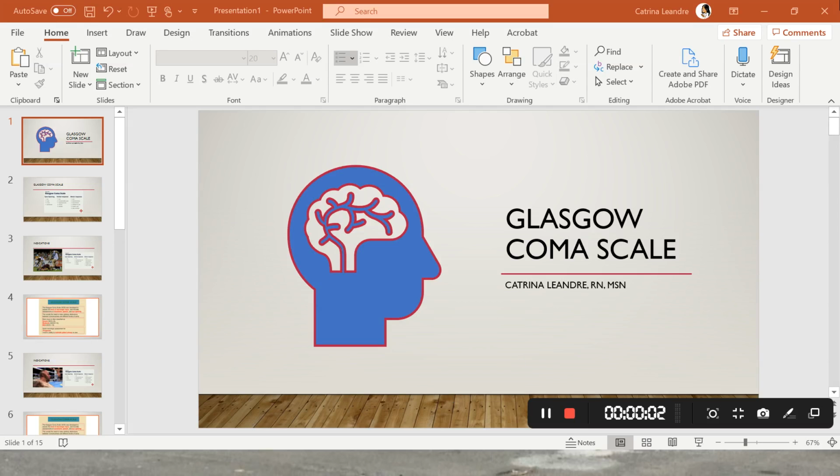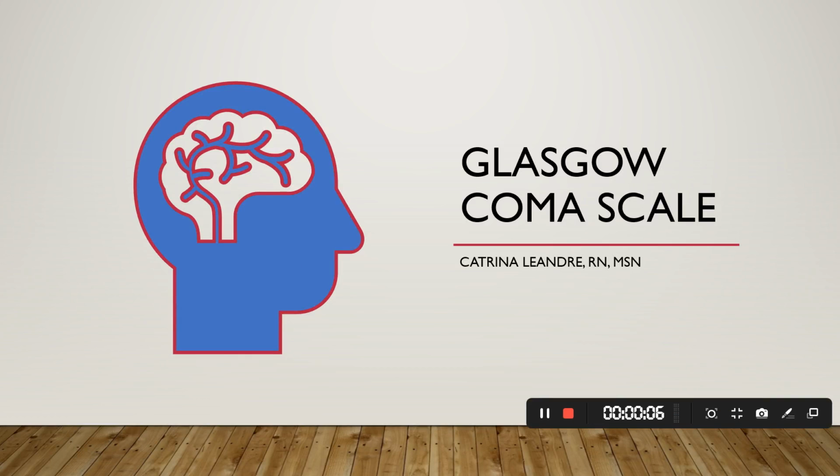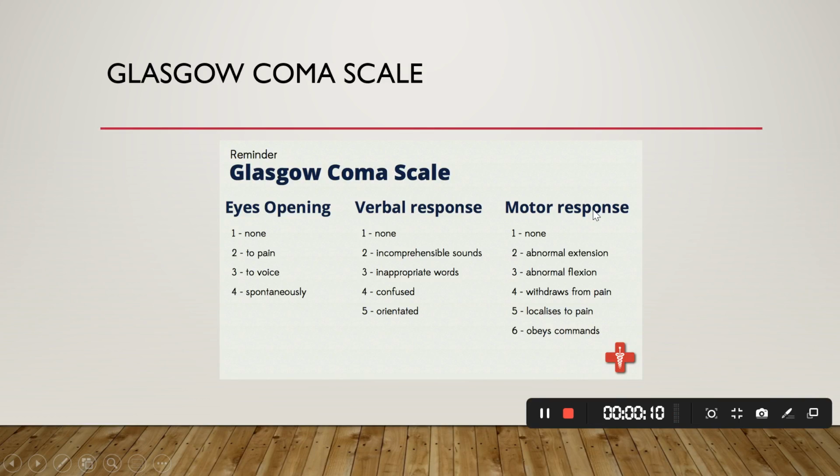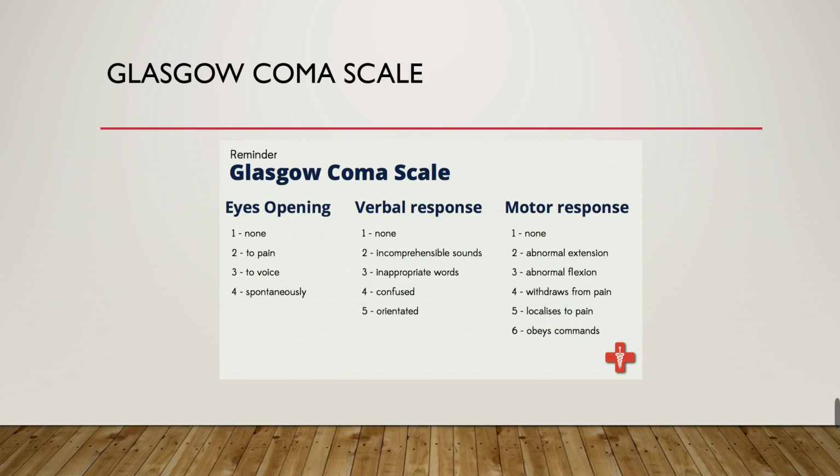Hello, guys. Tonight we're going to talk about the Glasgow Coma scale. All right, the Glasgow Coma scale, okay? I just want you guys to remember EVM: eyes opening, verbal response, motor response. You have to remember these three categories, especially if someone comes in with a brain injury.